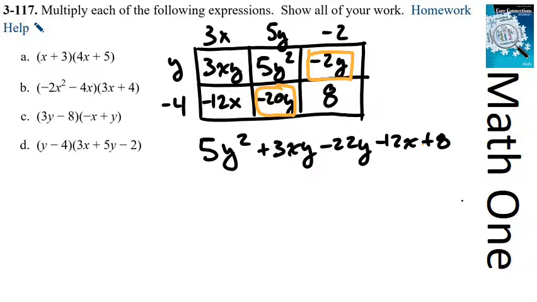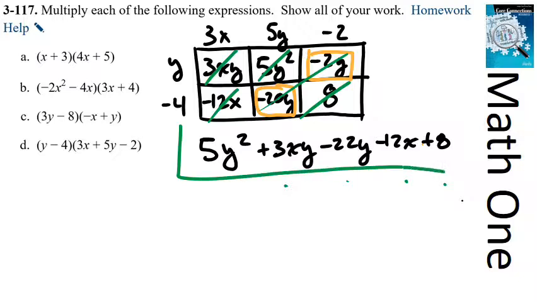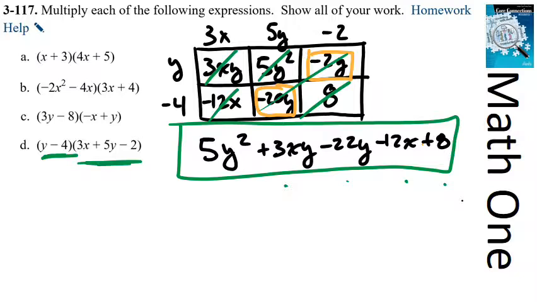And if I look at this, I'm like, did I miss anything? There's 1, 2, 3, 4, and then these are together, so 5. There should be 5 terms. I have 1, 2, 3, 4, 5 terms, and I think I got everything. So this should be the product of this binomial times this trinomial, something with 2 terms times something with 3 terms.